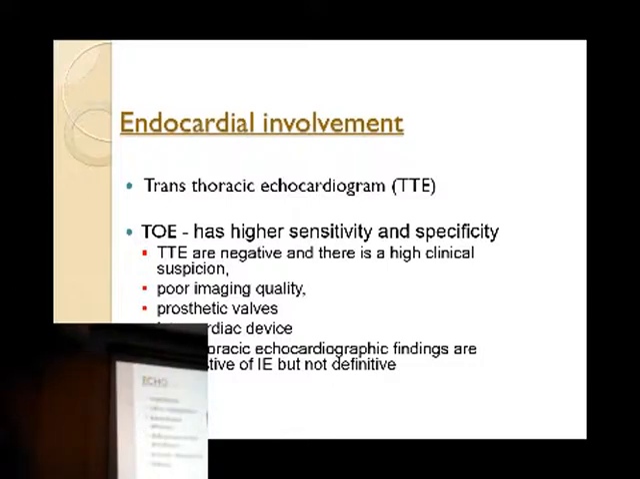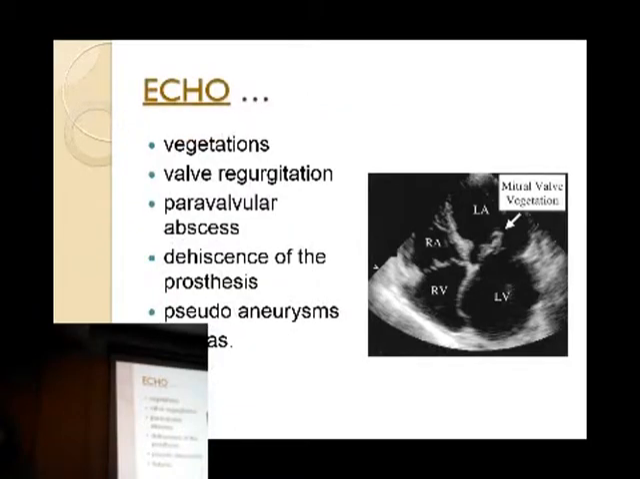Now, what do we see on echo? We will be visualizing vegetations, which are mobile sessile masses attached to either a valve, a prosthetic valve, or the endocardial surface, or maybe to a chordae tendineae, the apparatus which regulates the valve function. There can be paravalvular abscess formation that can also be visualized, or dehiscence of any prosthesis material which has been placed before in the heart, formation of pseudoaneurysms, and even formation of fistulae between two sides will be seen, which can happen after an episode of endocarditis.